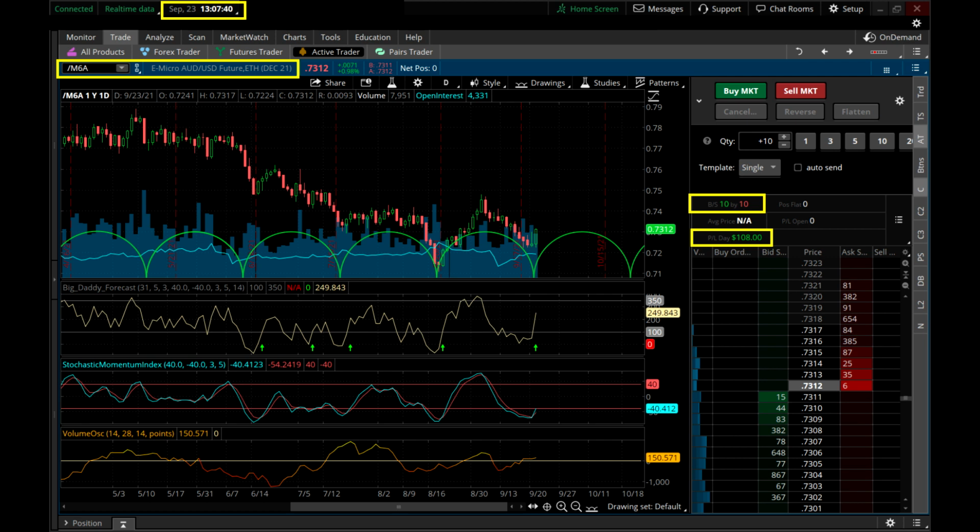There you go. This is the E-micro Aussie dollar. To the right, you can see I had 10 contracts. And yes, I booked the profits. $108 today.